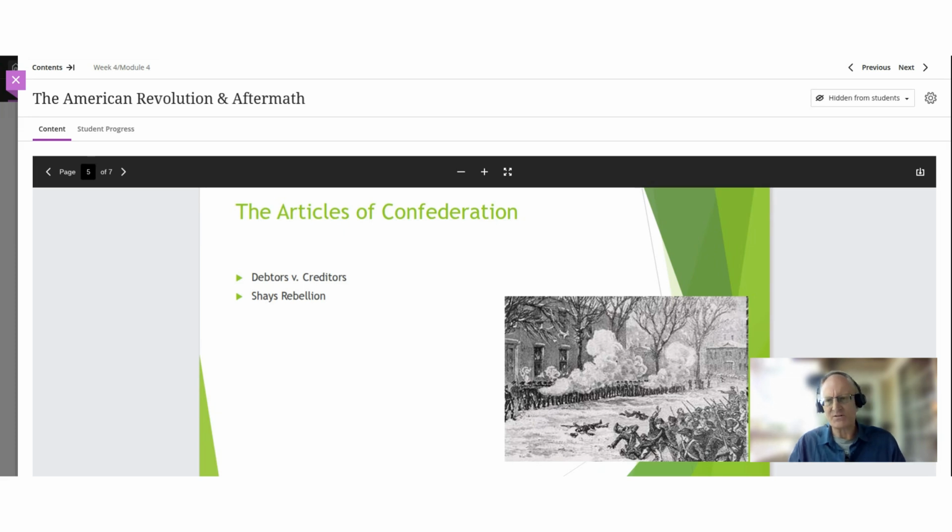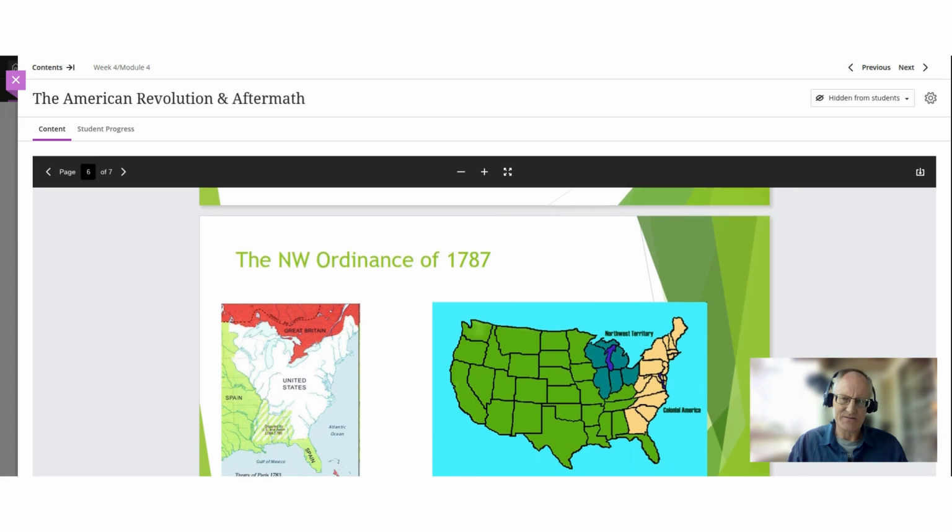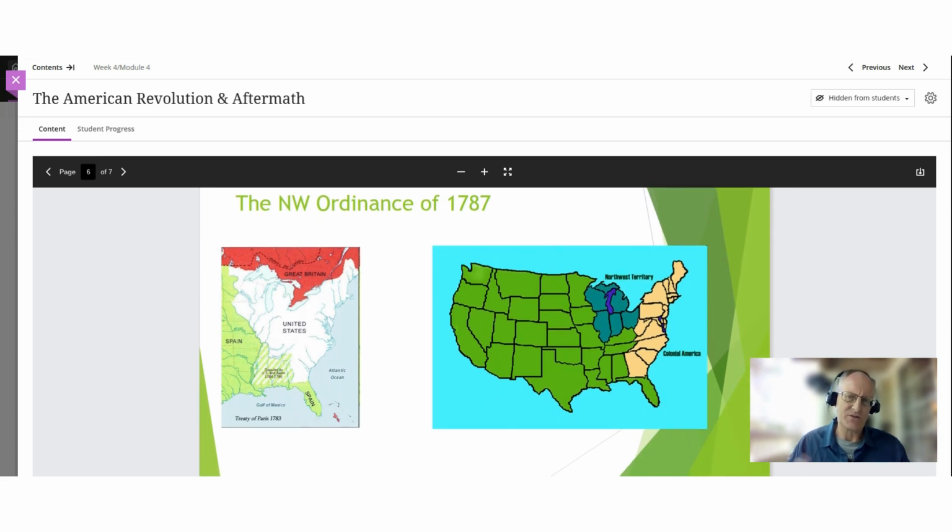I did want to mention, however, that there were some successes that occurred under the Articles of Confederation. One of the best examples of this occurs with the passage, the installment of what's known as the Northwest Ordinance of 1787.